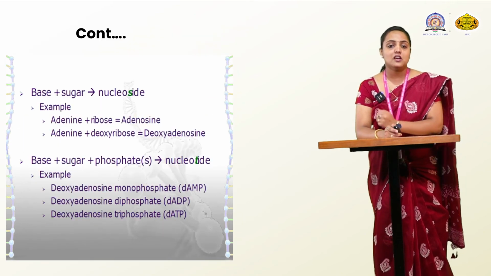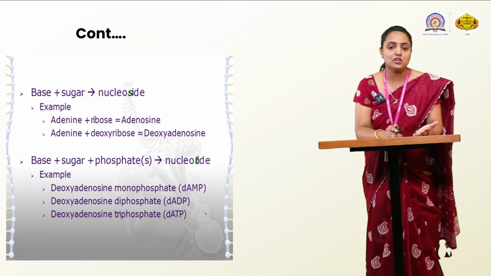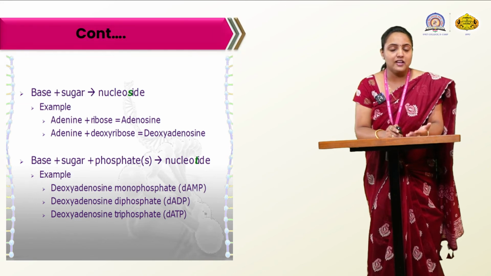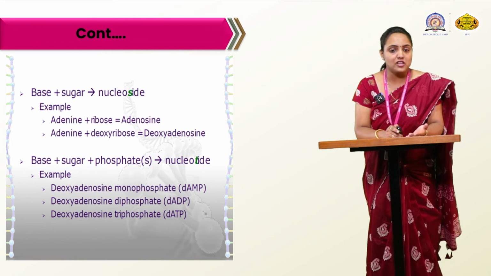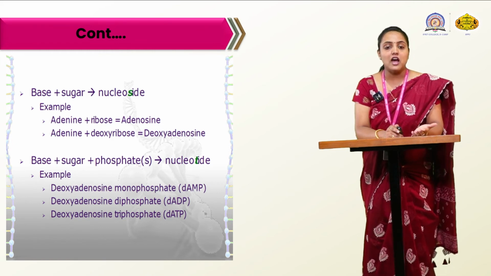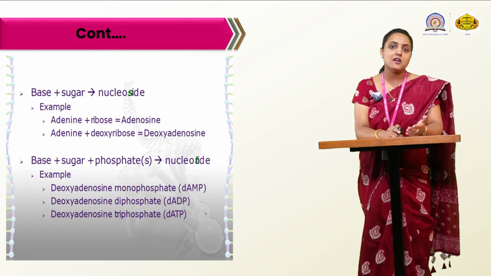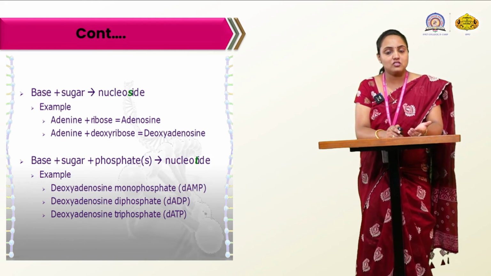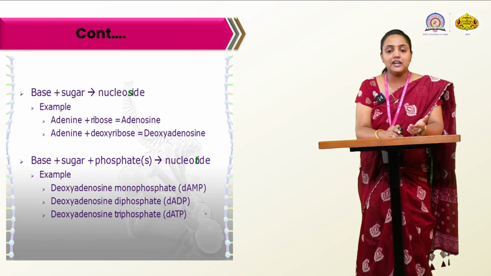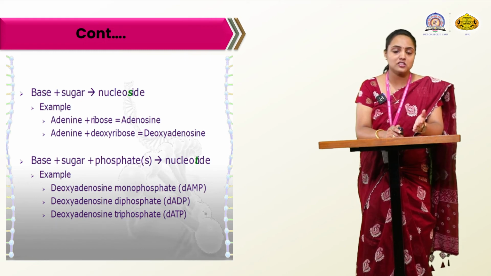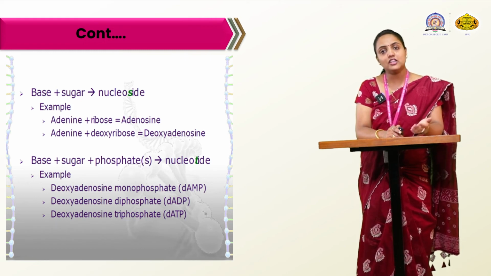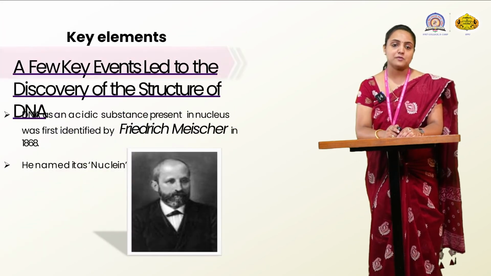Again, a base plus sugar comprises a nucleoside. Example, adenine plus ribose is adenosine. Adenine plus deoxyribose is deoxyadenosine. And if you are talking about a nucleotide, it is sugar plus base plus phosphate group, which may be dAMP, dADP, and dATP, that is the deoxyadenosine monophosphate, deoxyadenosine diphosphate, and deoxyadenosine triphosphate.